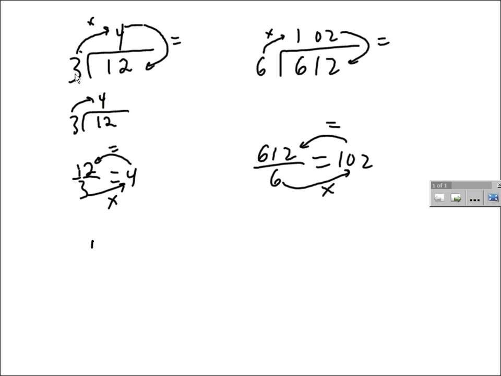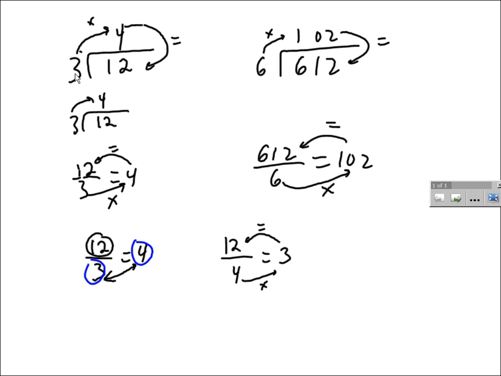Okay, so let's look at this rather carefully. We know this equals 4. So this product should equal 12. But you know what? If I switch the 4 into 3, we still have equality. That is, 12 divided by 4 is 3, only because this product is still equal to 12. That is, you can switch these two numbers.